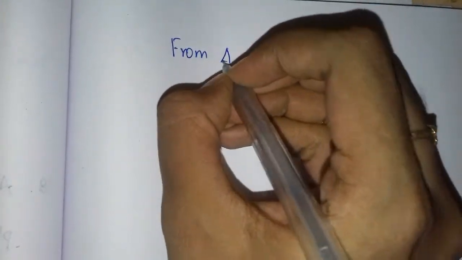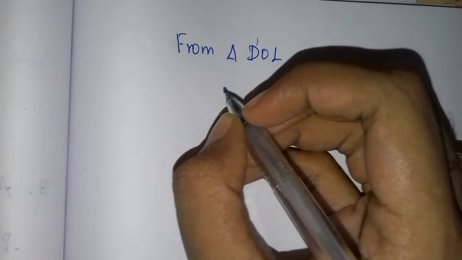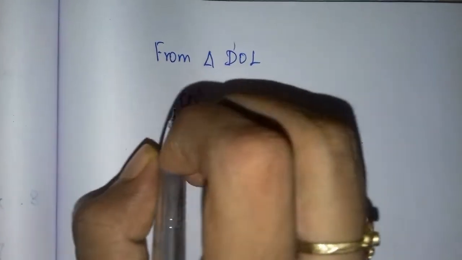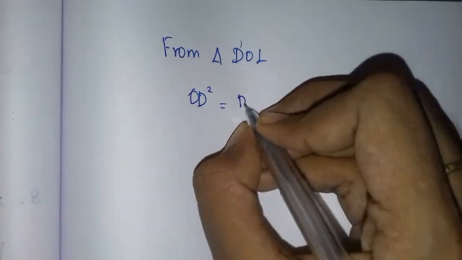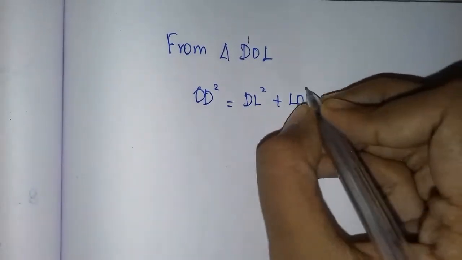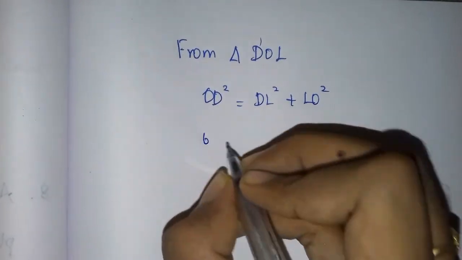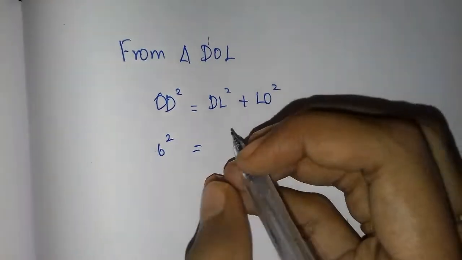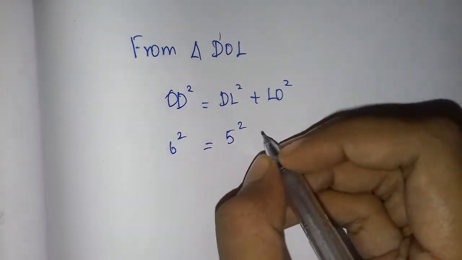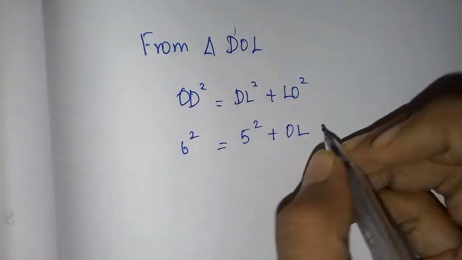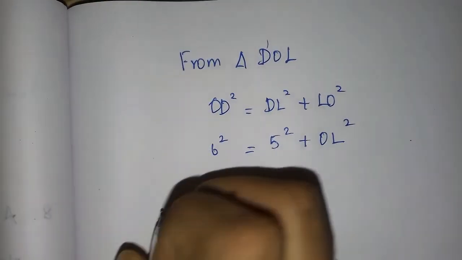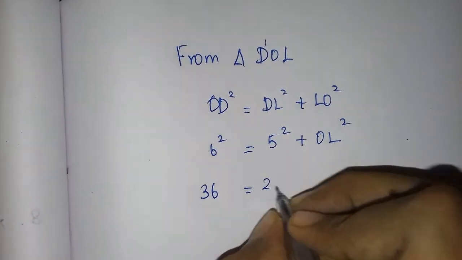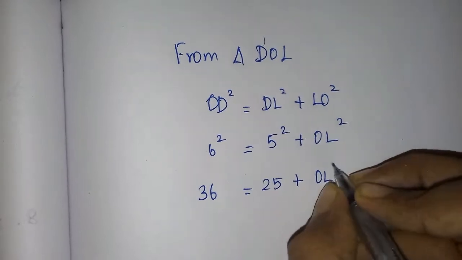From triangle DOL, what will we get? OD square is equal to DL square plus LO square. What is the value of OD? That is 6 meter, so that is 6 square. The value of DL and LO is 5 meter, that is 5 square, plus this one we have to find. So we can write it as OL square. So 6 square is 36, 5 square is 25 plus OL square.